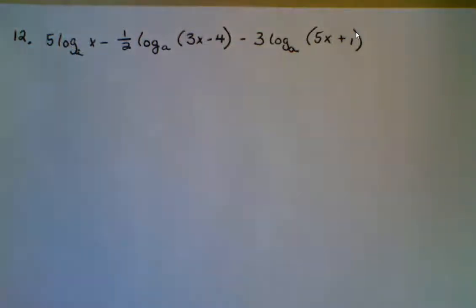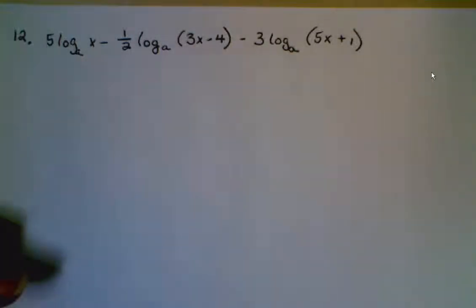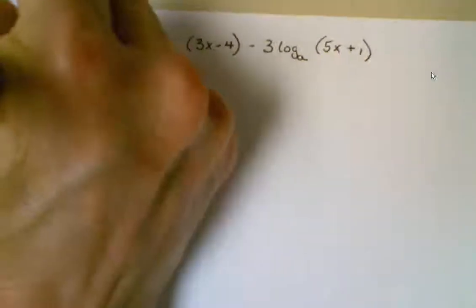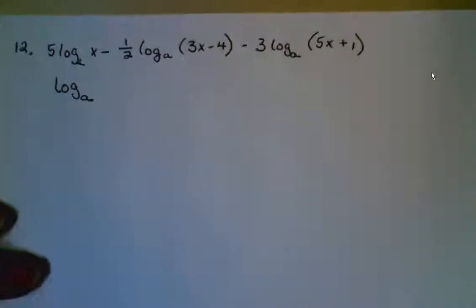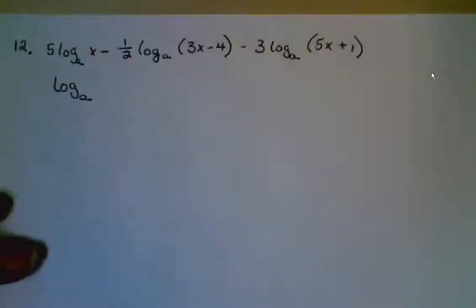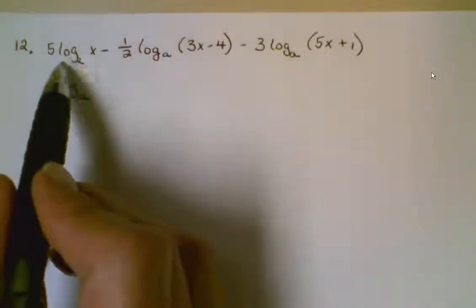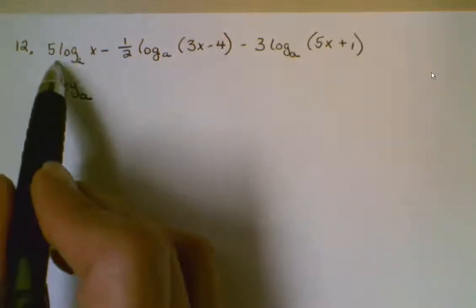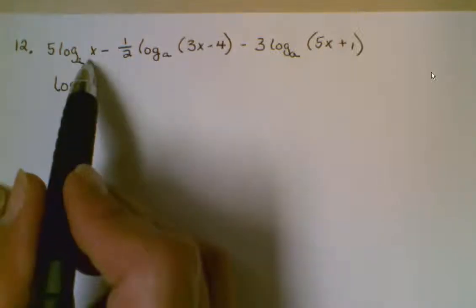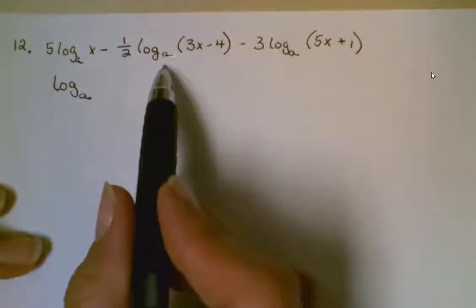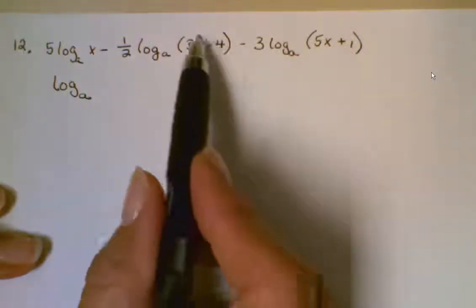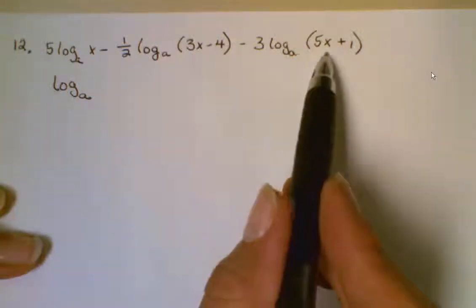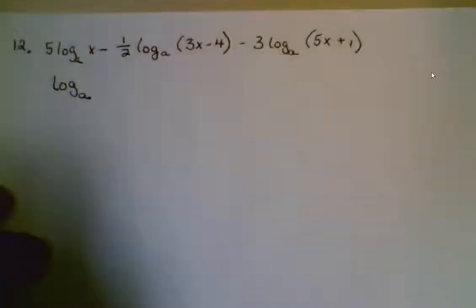The directions say write each expression as a single logarithm. So we're practicing putting those three logs back together as a single log, and I'm going to see if we can do this in just one step. Because the log of x has a positive coefficient, that x came from the numerator. Because the log base a of 3x minus 4 has a negative coefficient, that expression came from the denominator. And similarly, this 5x plus 1 came from the denominator.